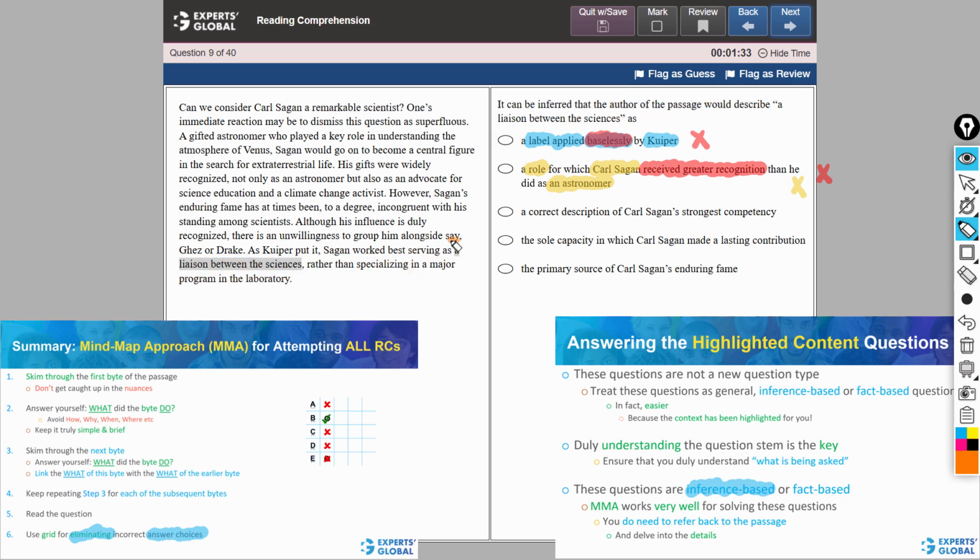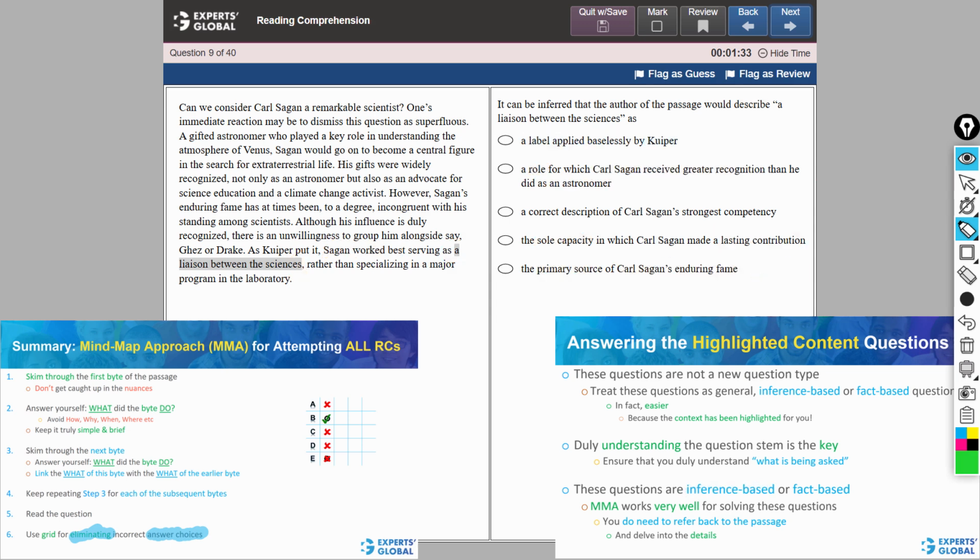To say that this role would be described as the sole capacity in which our scientist made a lasting contribution would be exaggerated. Yes, our scientist was really good at this role, but this sole capacity bit is a deal breaker here. On similar lines, to say that this role was the primary source of our scientist's enduring fame cannot be established. This involves assumption and exaggeration.